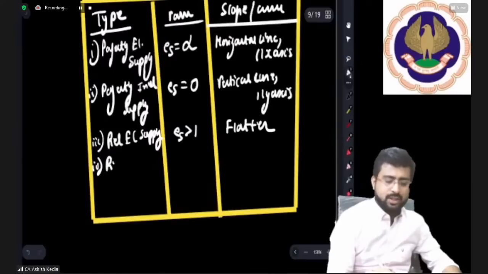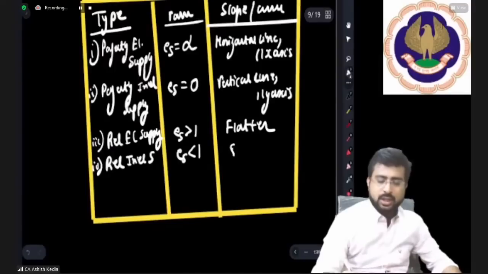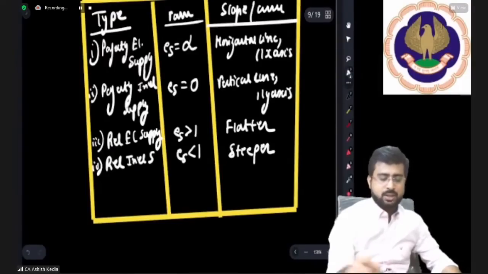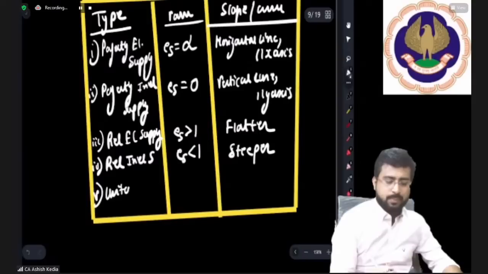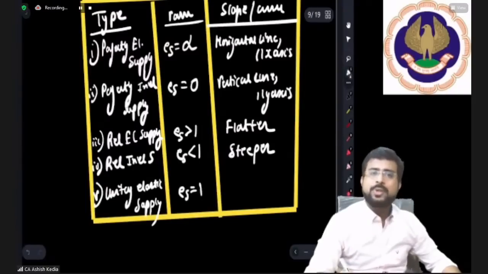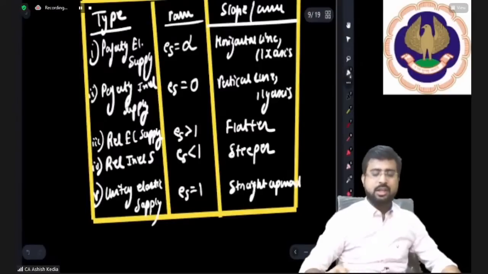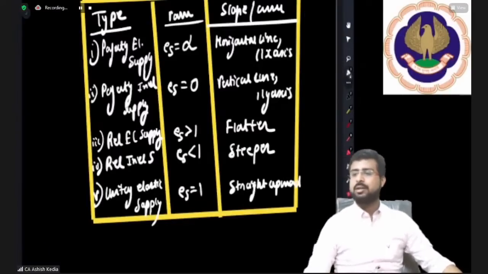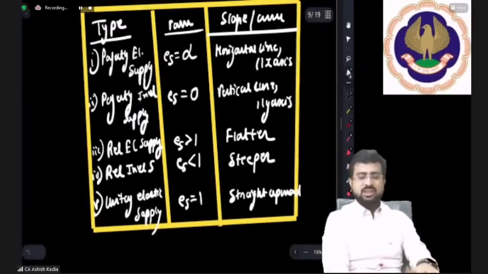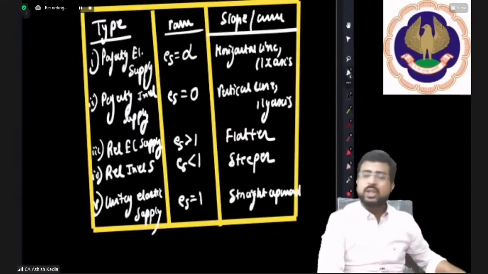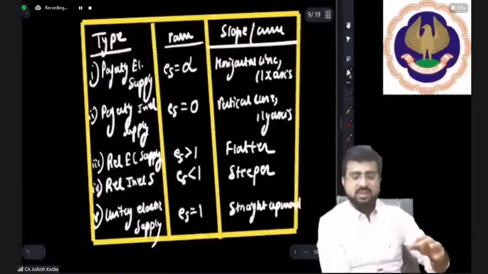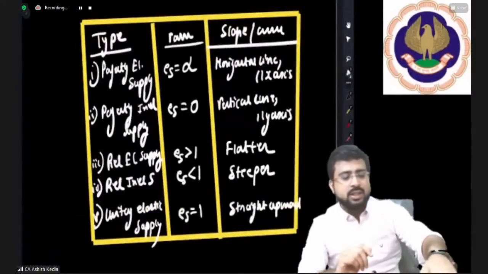In case of relatively inelastic supply, the fraction is going to be less than 1. The curve is going to be a little steeper. And in case of unitary elastic supply, the value is going to be equal to 1, and the curve is going to be a straight upward line, like a 45-degree line. Don't call it a rectangular hyperbola as you do in case of demand. So this is the summary table. We have covered the types of elasticity as well. Is it crystal clear, everybody?